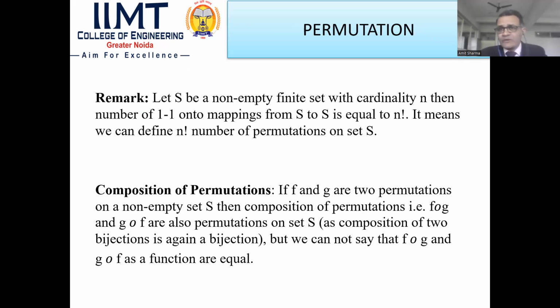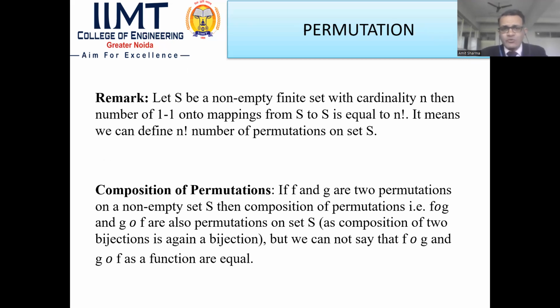So now we want to see how many permutations are possible on set S. So we have a remark. Let S be a non-empty finite set with cardinality n. The number of one-one onto mappings from S to S is equal to n factorial. It means we can define n factorial number of permutations on set S.